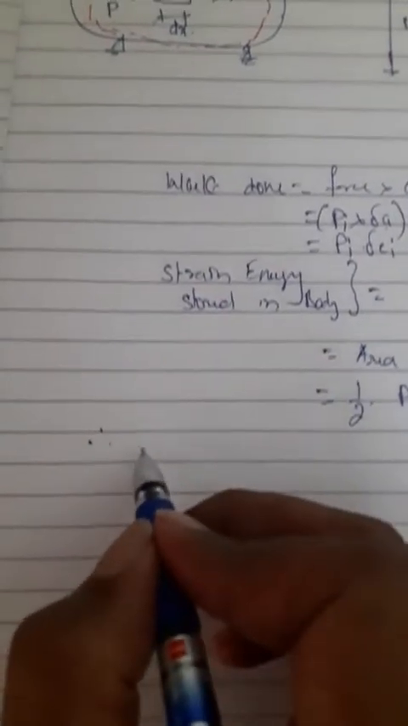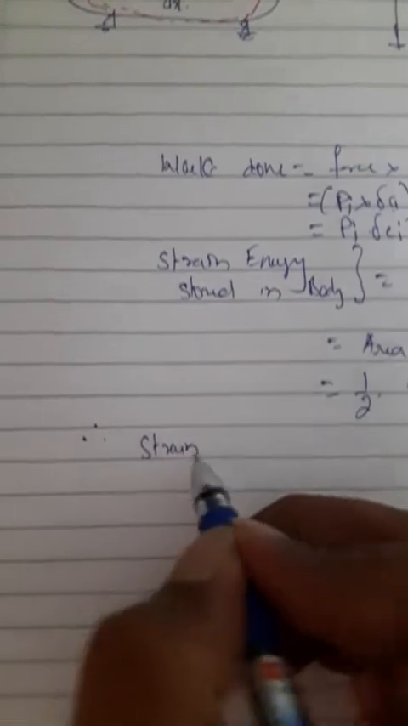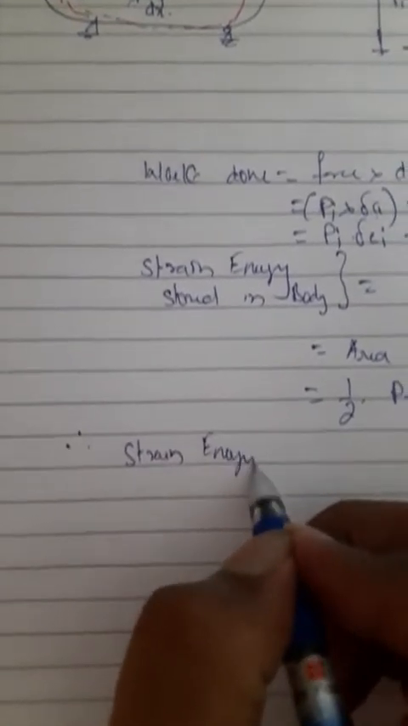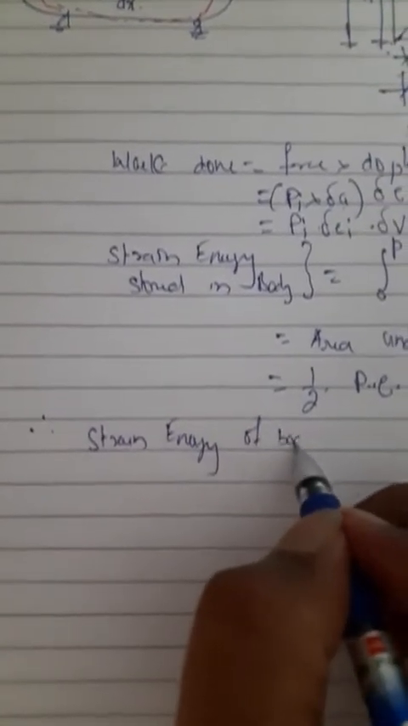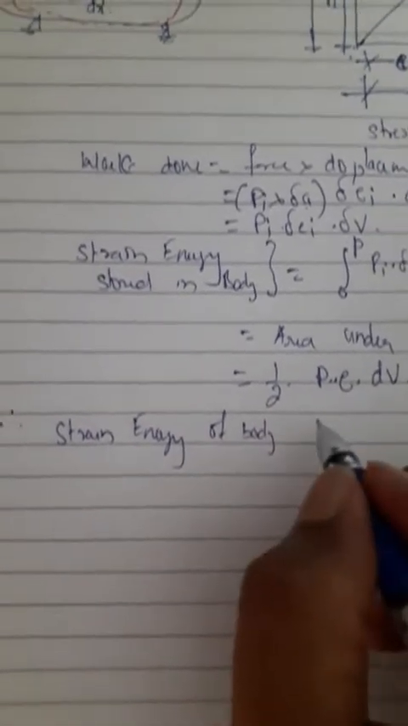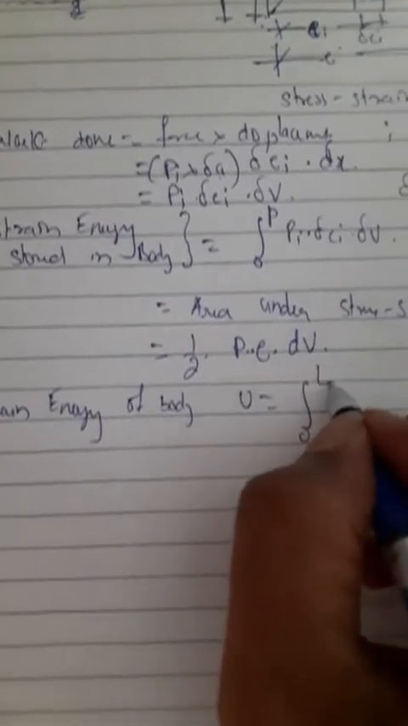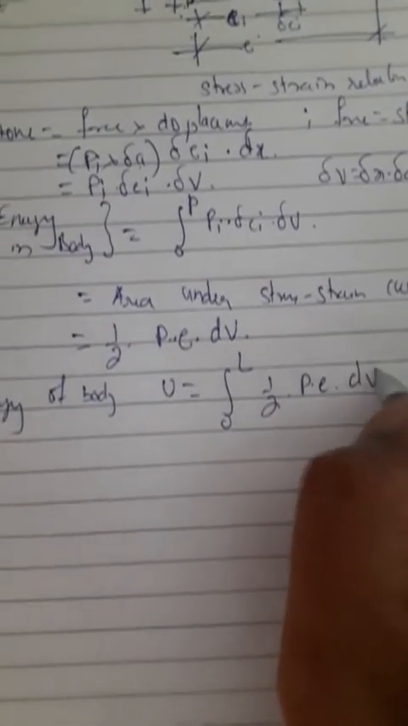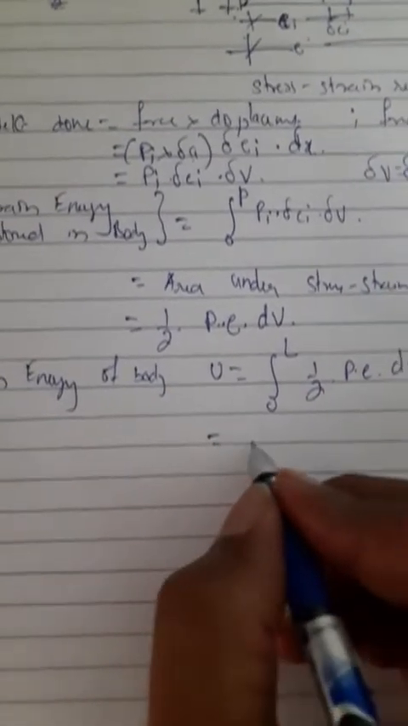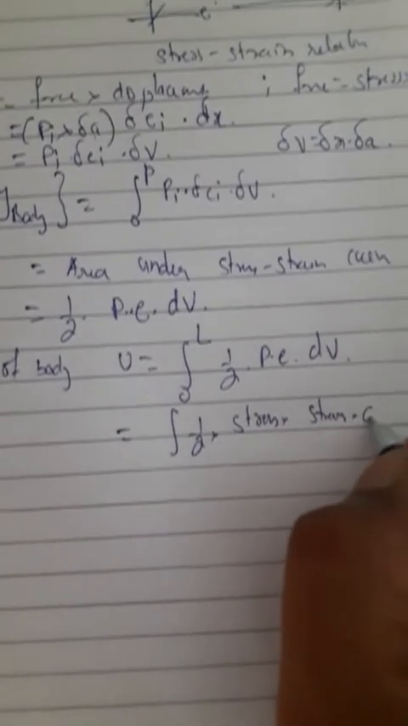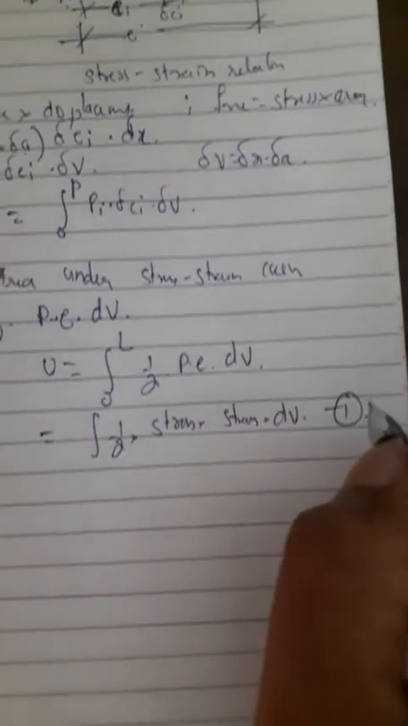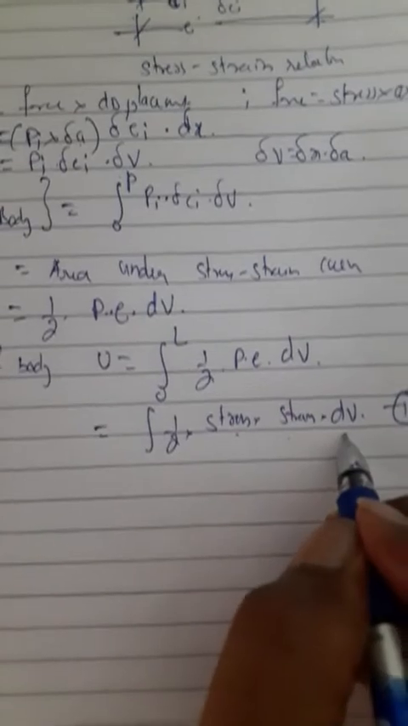Therefore, this is the strain energy of one element. For the whole body, U is equal to the integration from 0 to L of half P into E into dV, and this is nothing but the integration of half stress into strain into dV. Let this be equation 1.